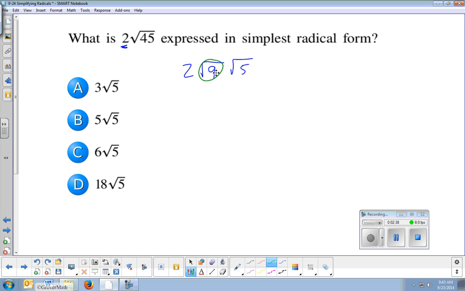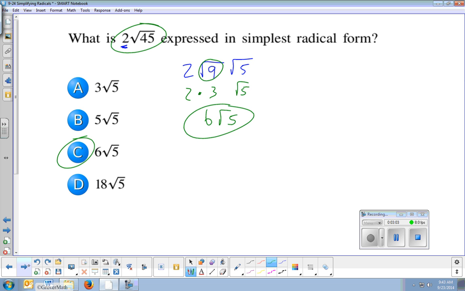9 times 5 is 45, but the square root of 9 is 3. The square root of 5 is rad 5, cannot be reduced. And I bring down my coefficient of 2. Now that I have a 3 that came out of the square root and its existing coefficient of 2, they get multiplied to be 6 rad 5. And a quick check on my calculator of typing 6 rad 5 and 2 rad 45 will confirm that they are indeed equivalent.